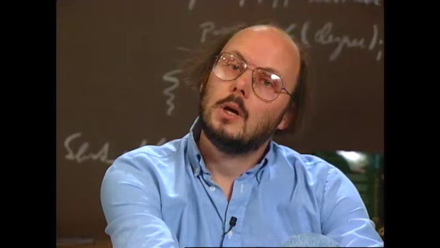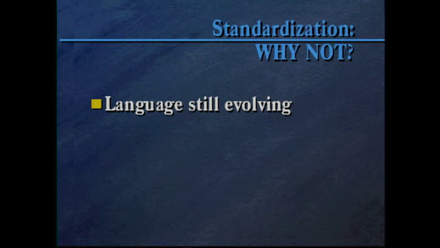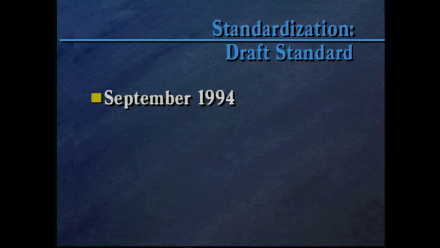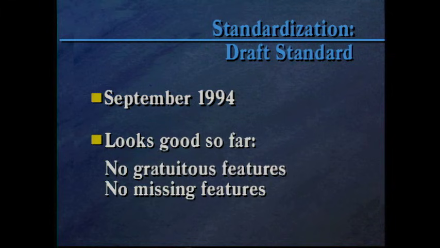Clearly, standardization is not easy. People have to agree, and it's especially difficult because the language is still evolving. There were people who considered standardization of C++ at the time premature because major features such as exception handling and templates were new at the time. But we hope to get a standard soon, and the draft standard is due June-September 1994. The main challenge has been to maintain a coherent language, and I think we've succeeded so far.